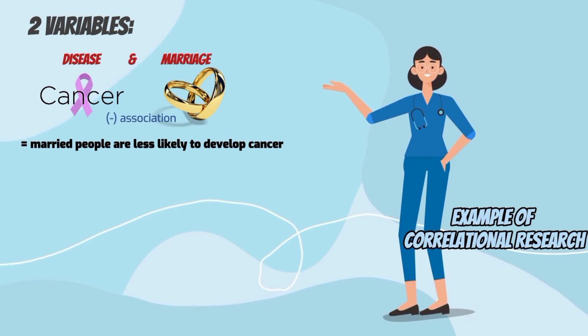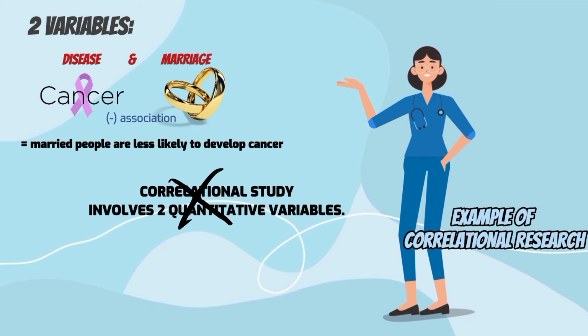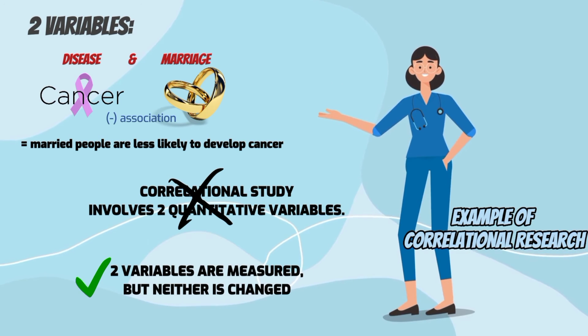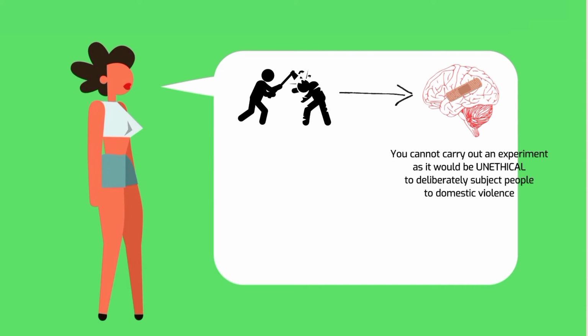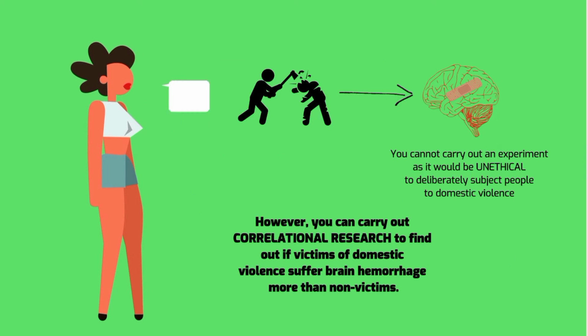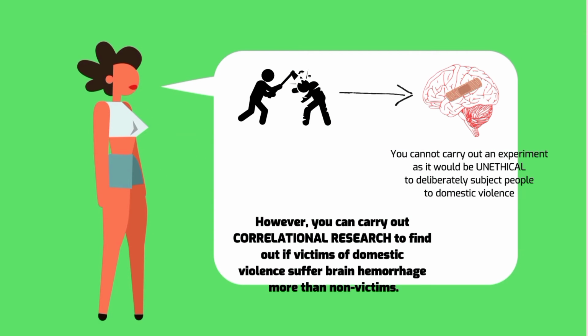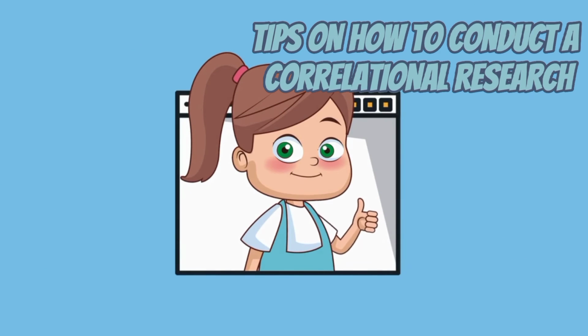It is a misconception that a correlational study involves two quantitative variables. However, the reality is two variables are measured, but neither is changed. The second example is, you believe that domestic violence causes a brain hemorrhage. You cannot carry out an experiment as it would be unethical to deliberately subject people to domestic violence. However, you can carry out correlational research to find out if victims of domestic violence suffer brain hemorrhage more than non-victims.